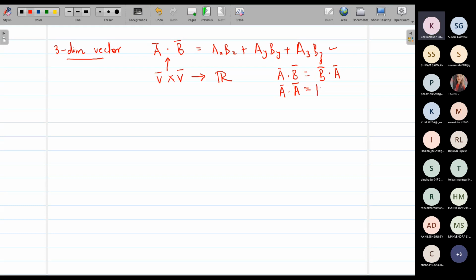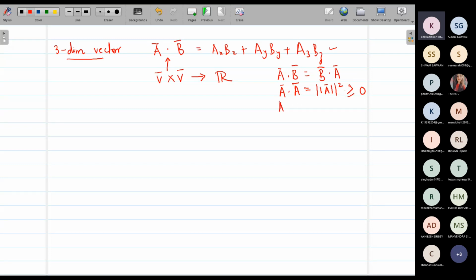So I can write this as norm square or magnitude square, and this is going to be always a negative number, a positive number, or what? Always positive. Okay, so let me write that it is positive or equal to 0. When will it be equal to 0? A dot A is zero when A is a null vector.